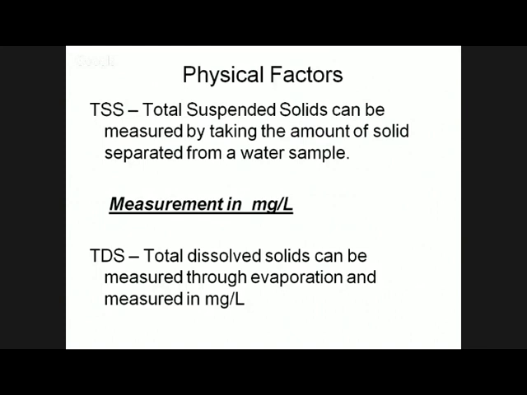Physical factors. TSS is the total suspended solids. Total suspended solids can be measured by taking the amount of solid separated from the water sample. It means you have to filter that sample. You have to take a filter paper, filter that sample, and take the initial weight and final weight. Accordingly, you collect the suspended solid.